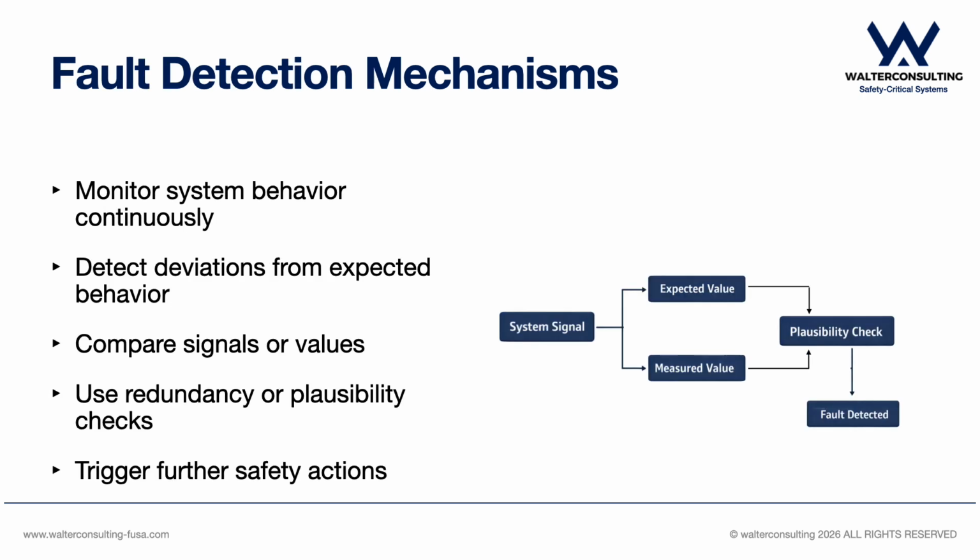Let's take a closer look at fault detection mechanisms. The goal of fault detection is to identify abnormal behavior in the system. This is usually done by monitoring signals and comparing them to expected values. For example, a system may compare a measured signal with a calculated or redundant signal. If the values deviate beyond a defined threshold, a fault is detected. This is often referred to as a plausibility check. So here's a simple question. How does the system know that something is wrong? By continuously checking whether the behavior matches expectations.